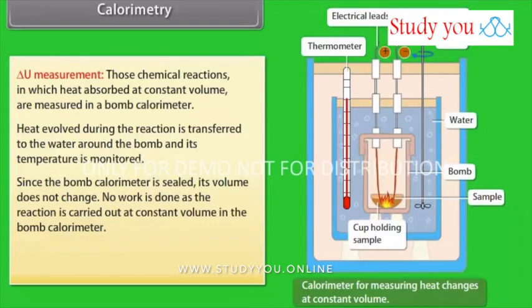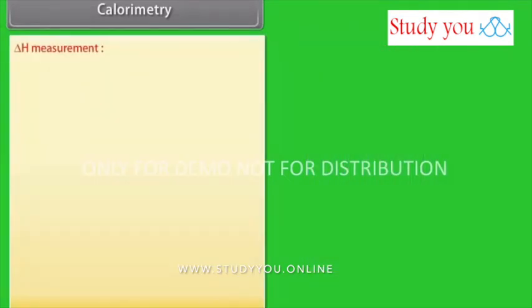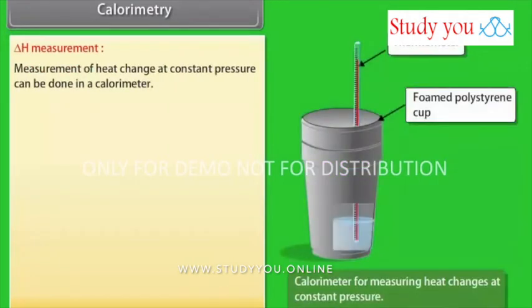No work is done as the reaction is carried out at constant volume in the bomb calorimeter. Temperature change of the calorimeter produced by the completed reaction is then converted to QV. Delta H measurement. Measurement of heat change at constant pressure can be done in a calorimeter.